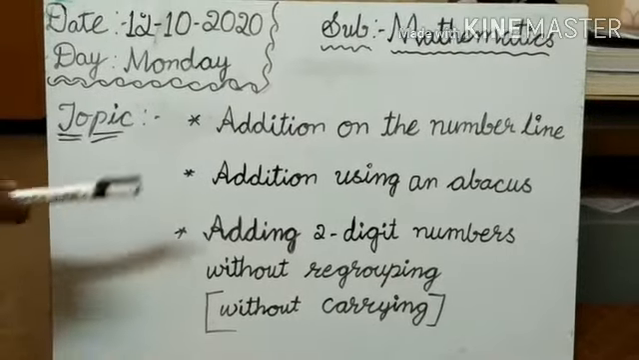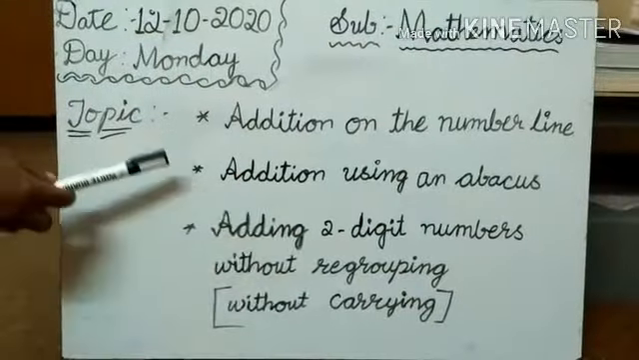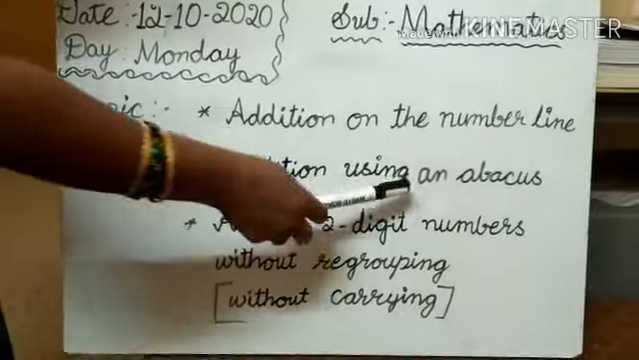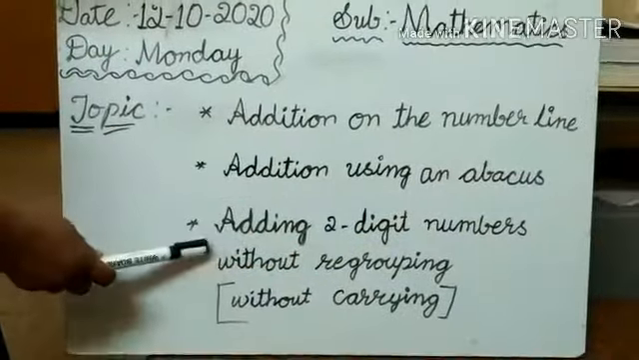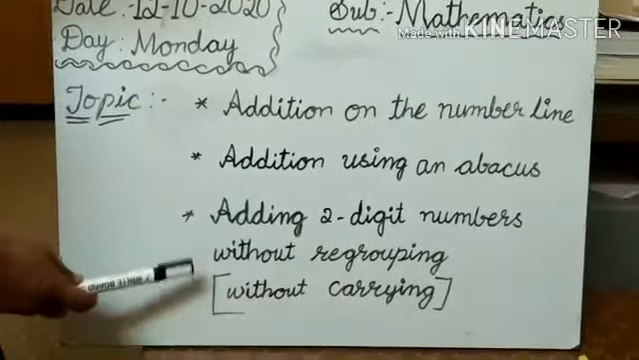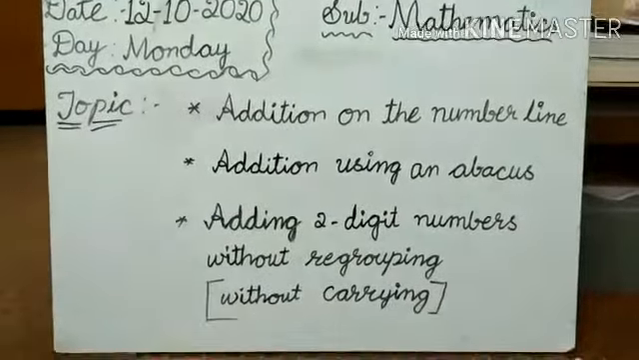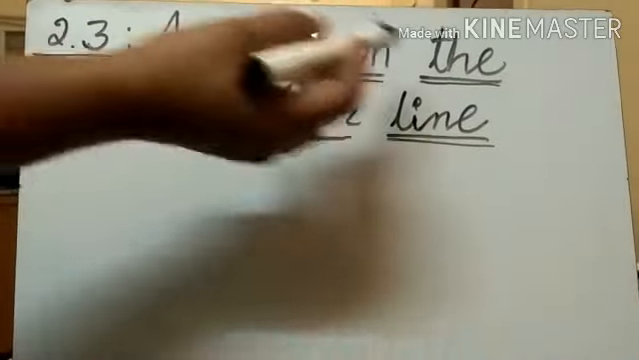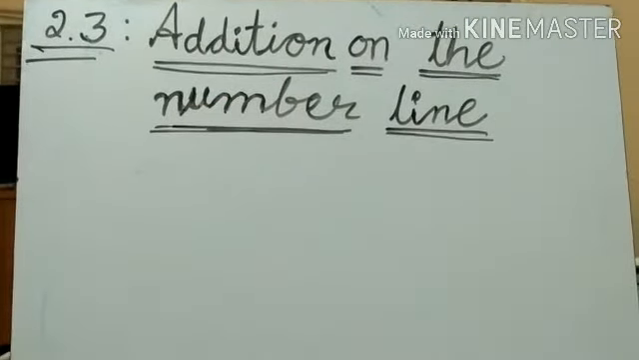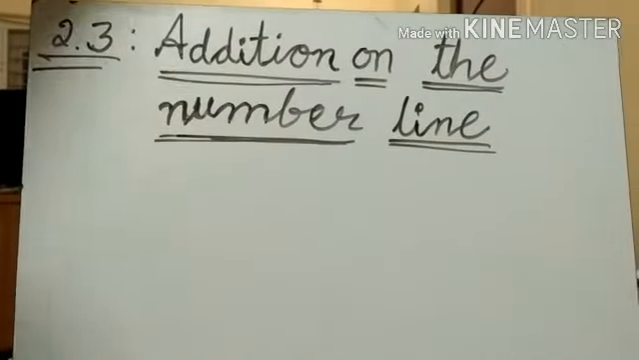We are going to learn addition on the number line and addition using an abacus, adding two-digit numbers without regrouping. Without regrouping means without carrying. Topic: addition on the number line. Today we are going to learn a new topic in addition.